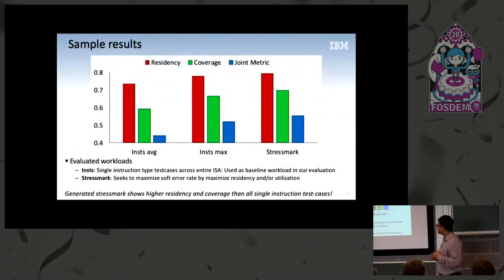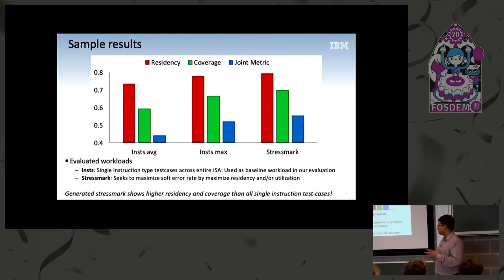So we have some sample results. We evaluate on 3 metrics: the residency, the coverage, and the joint metric, which is the product of the two. For the evaluated workloads, we look at the entire ISA, around 140 instructions of the single instruction test cases. We use these as the baseline, so we consider the average metrics and the peak metrics of all the instructions. There are also ways to generate workload proxies for entire workloads like SPEC, which is ongoing work.